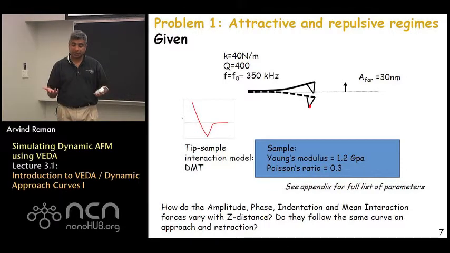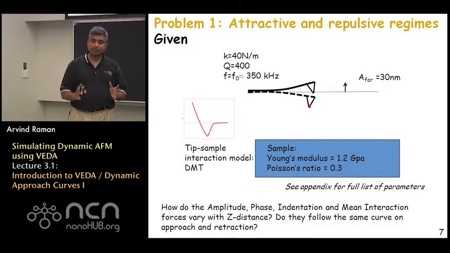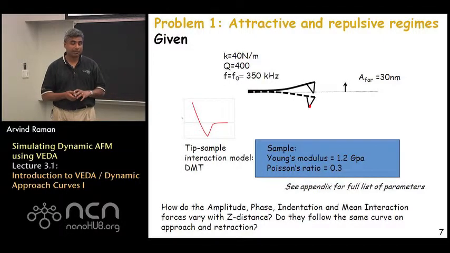So, what's the mean indentation, what's the mean interaction force, and how does all this change as a function of z as you approach the sample? The other important question we want to ask is, is there a difference in all these quantities as you're approaching the sample versus when you're moving away from the sample? Keep in mind that for this simulation, we're not including any dissipative components in the tip-sample interaction. It's purely a conservative interaction model based on the DMT contact mechanics idea, which was discussed in part 1.